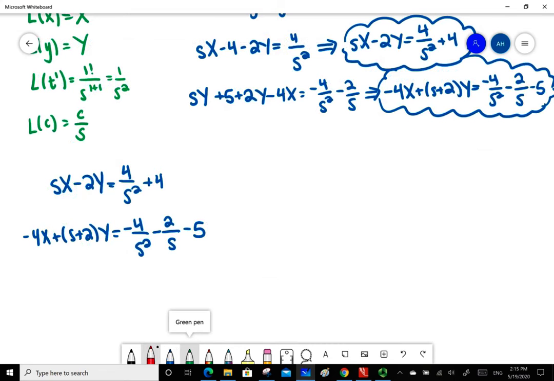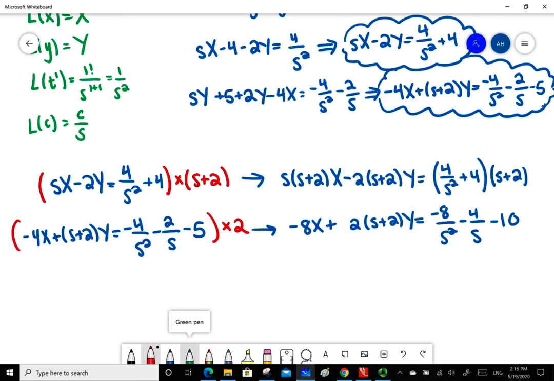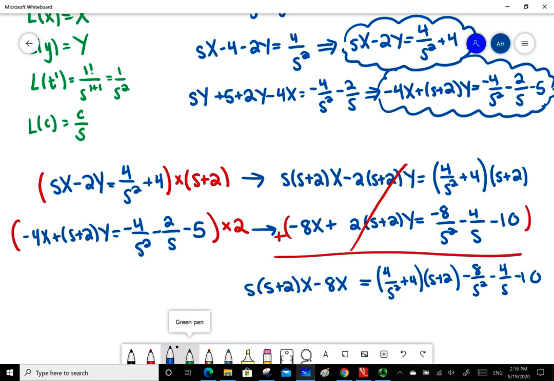This time I'll solve it using elimination by multiplying the first equation by s plus 2 and multiplying the second equation by 2. Now, adding the two equations together gets rid of the Y terms and leaves s times (s plus 2)X minus 8X is 4 over s squared plus 4 times (s plus 2) minus 8 over s squared minus 4 over s minus 10.